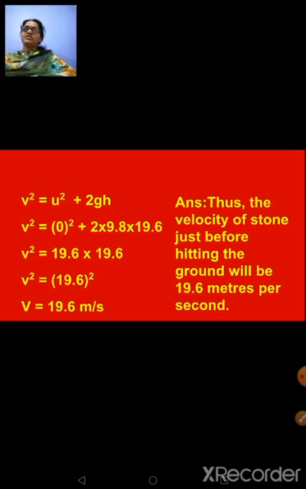Therefore, the question is answered here. The velocity of the stone just before hitting the ground will be 19.6 meter per second. I told you, just before hitting the ground is just to make you think further. Nothing. The question is talking about finding the value of the final velocity only. Understood? Okay, let's move on to the next question.